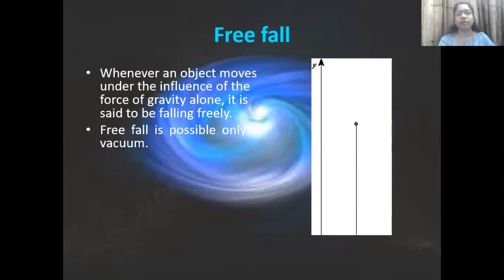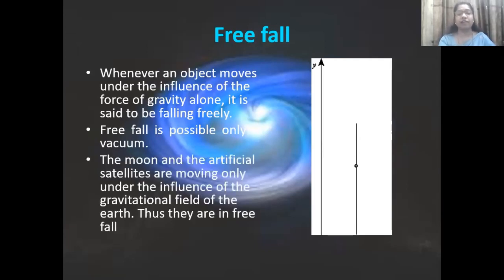Now, where are such examples? Where do you find such free fall around us? It is the moon and the artificial satellites which are revolving, orbiting. They are moving under the influence of only the gravitational field of the Earth, as there is no atmosphere in space. Thus, they are in free fall.